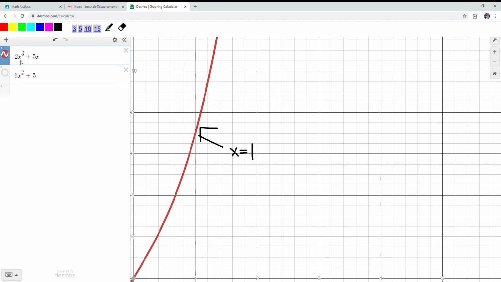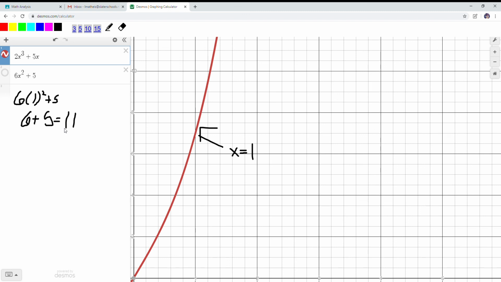Now our original function was 2x to the third plus 5x, and we found the derivative to be 6x squared plus 5. So I can plug 1 into this equation and solve. I have 6 times 1 squared plus 5. Well, 1 squared is just 1, and 6 times 1 is 6. So 6 plus 5 gives me a value of 11. So the slope at x equals 1 should be 11.